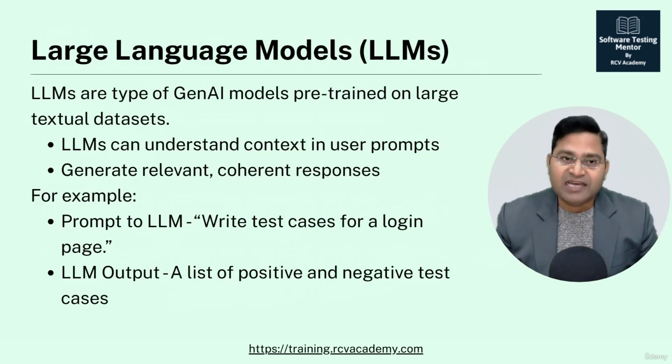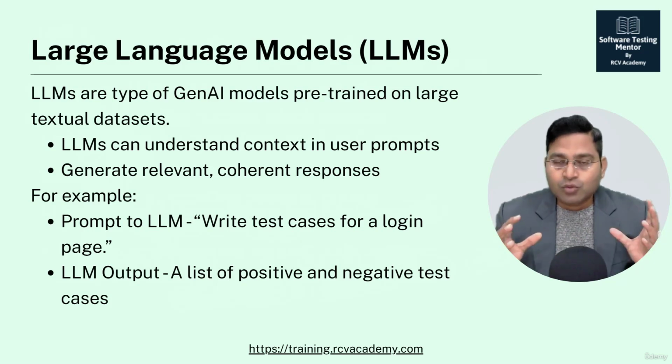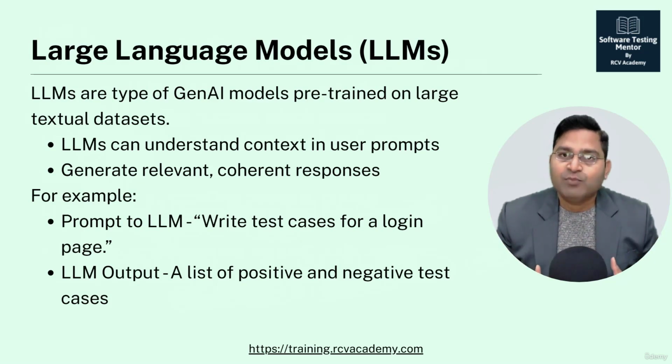Now what are large language models or LLMs? LLMs are types of Gen AI models which are pre-trained on large textual data sets. So how are these large language models able to generate unique content every time you ask a question? Say, for example, if I want to generate an image of an apple, how does the model know that it has to go ahead and generate the apple?